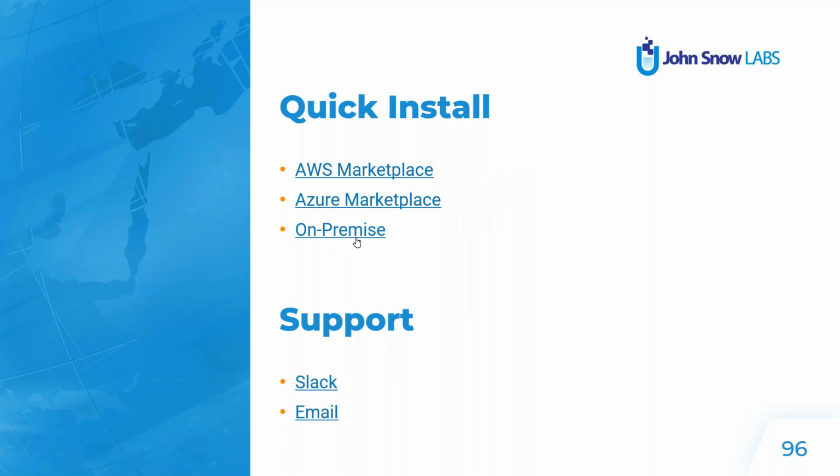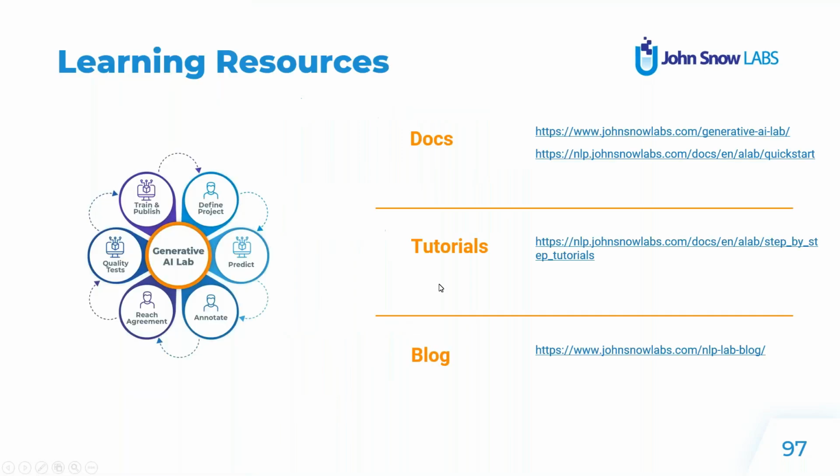Or you can also get in touch with our sales team for an on-premise deployment. We usually offer training sessions for on-premise deployments and support for running the actual installation in case that is necessary. If you have any questions or run into issues, you can contact us via Slack. We have a dedicated channel on Slack, and you can also reach out via email at support@johnsonlabs.com.